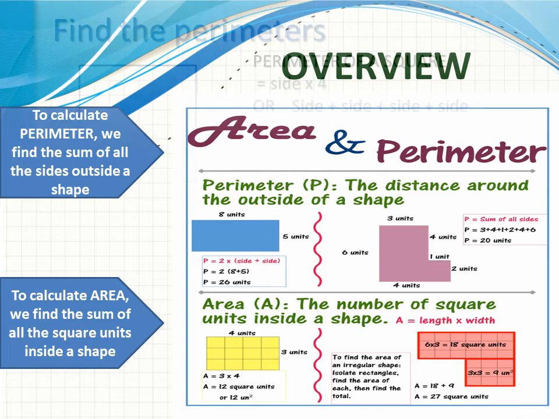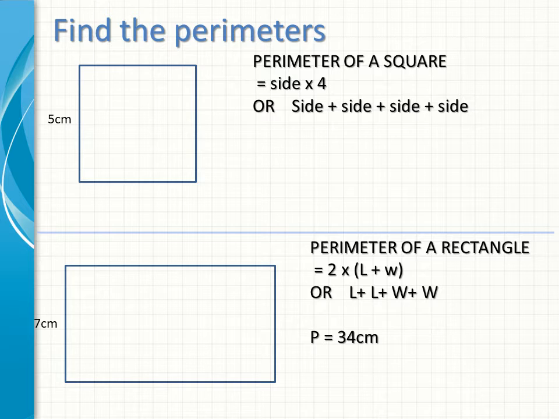All right, let's go ahead. Let's try to find the perimeters of these shapes. We have a square first, and we know the perimeter of a square is side times 4, or you can say side plus side plus side plus side, which is equally the same as side times 4.